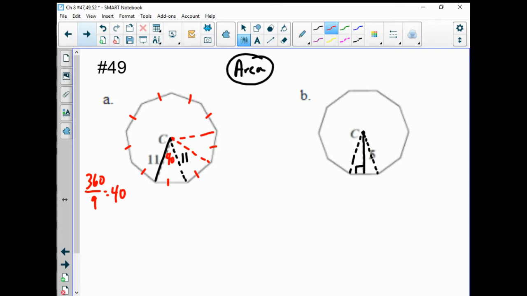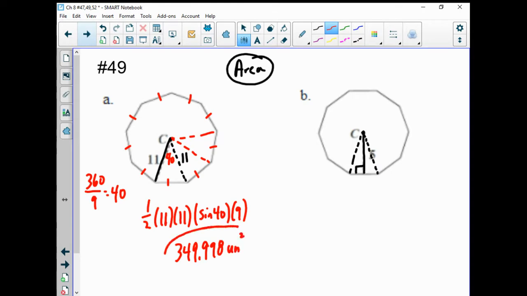And so now I can use my side angle side area method. So I'm going to do half of the two sides I know, multiply together, times the sine of that angle that I just found. And in this case, we had 9 triangles, so I'm going to multiply that answer by 9. So if you did this one correctly, you would get an area of 349.998. So almost 350 square units.